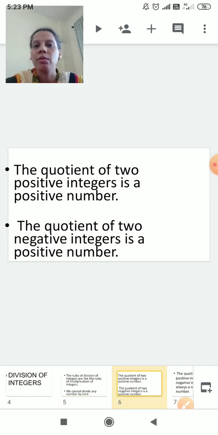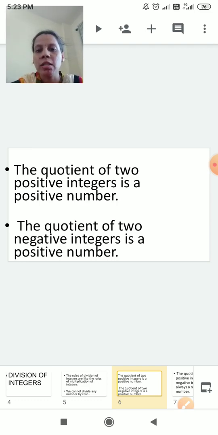Now the second rule is, the quotient of two positive integers is a positive number. If we are dividing two positive integers, the answer, the quotient, is always a positive number. If the first integer is positive and the second integer is positive, then the answer, or the quotient, is always a positive number. This is the second rule.